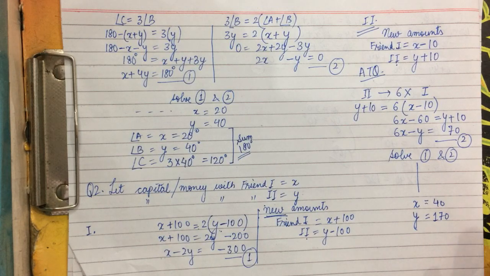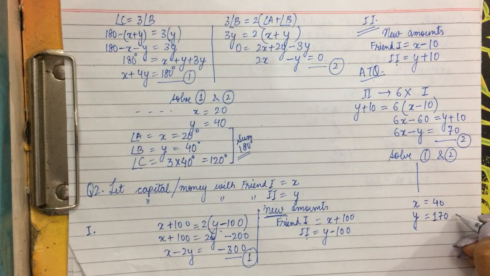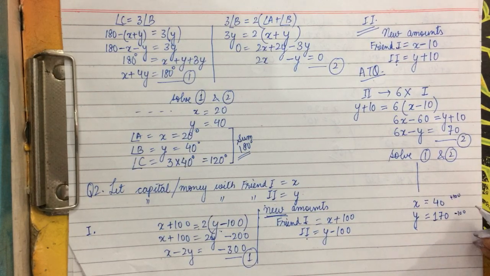Now you can compare. If we take 100 rupees from here, minus 100, and we give this 100 here, so this becomes 140, this becomes 70. See, the first friend has 140 rupees, the second friend has 70 rupees. The first friend is twice as rich as the second friend.